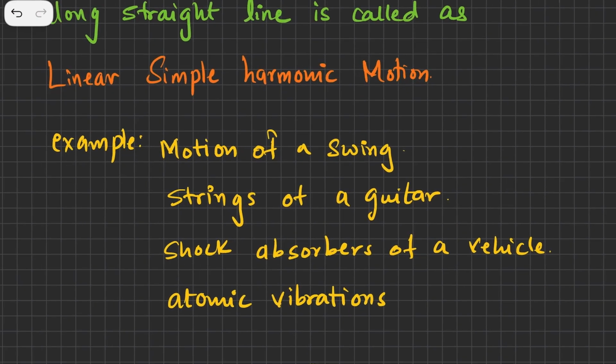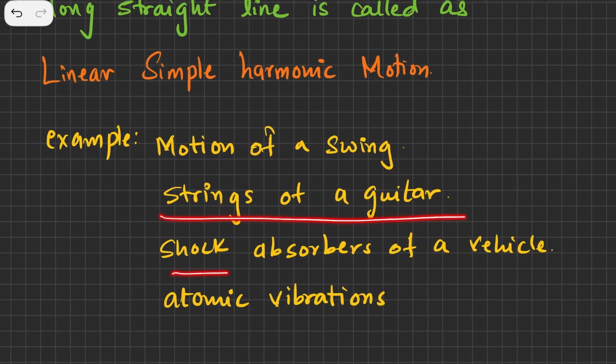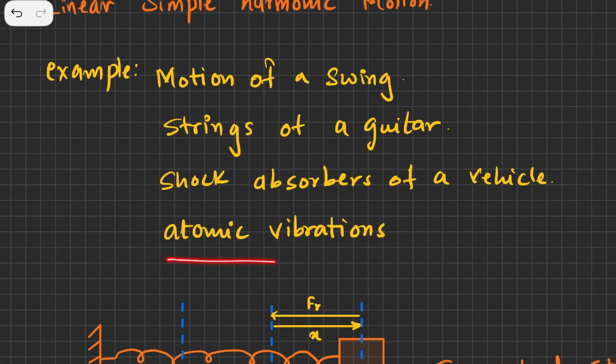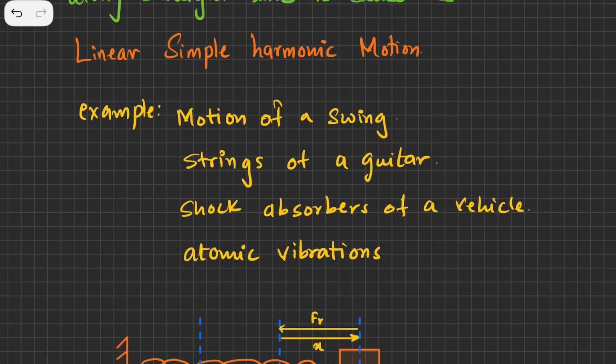Now the examples of this are motion of a swing, strings of a guitar, shock absorbers of a vehicle, atomic vibrations. All these examples we had discussed in the previous video, the first video of oscillation, and you can go back to that video to understand more in detail about these examples.